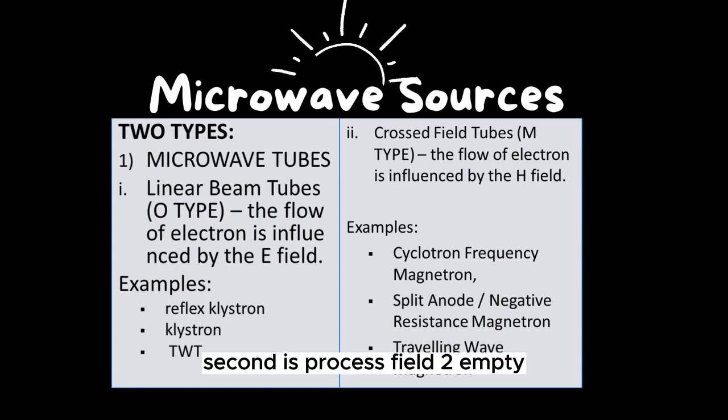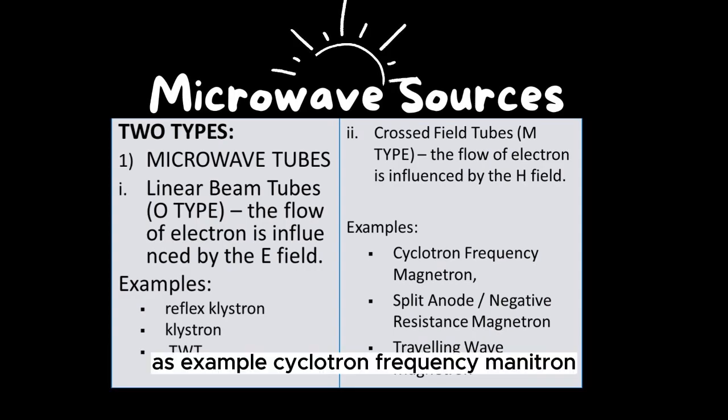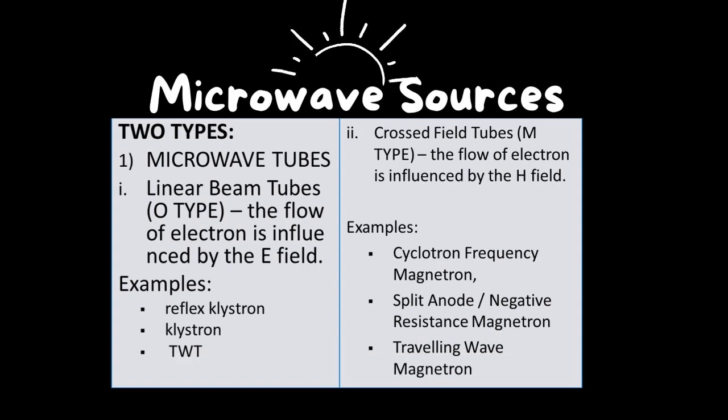Second is crossed field tube, M-type. The flow of electron is influenced by the H field. As examples, cyclotron frequency magnetron, split anode or negative resistance magnetron, and traveling wave magnetron.